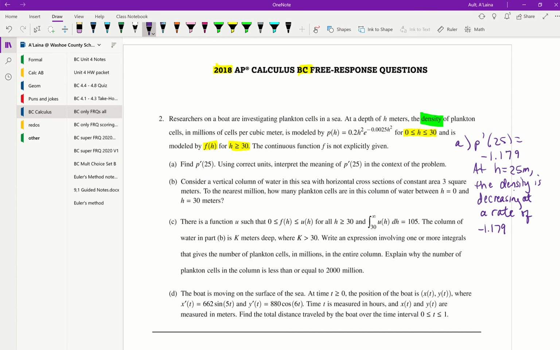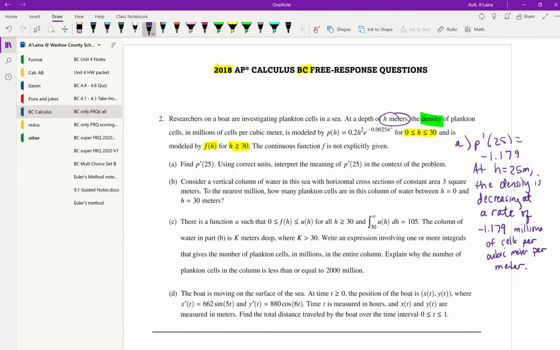Now, P was in millions of cells per cubic meter, and we just did a rate of change of that, so I'm going to add in the per again. This was with respect to H. H was our input, and H is in meters. People struggled with this because of the units in particular and the interpretation.